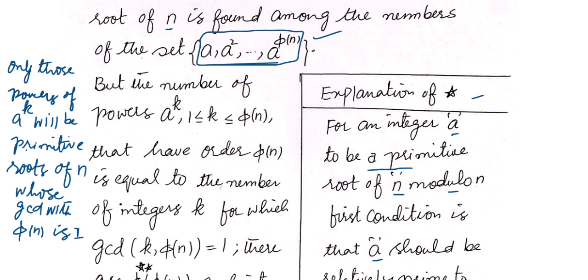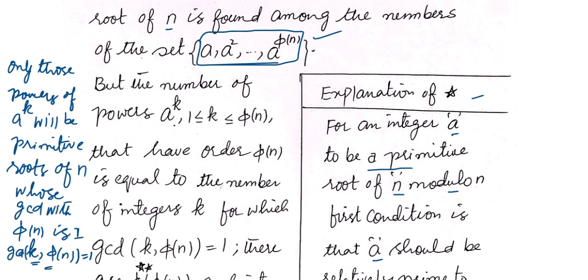So now I have to count all those powers, denoted by k, whose GCD with phi of n should be equal to 1. Now I have to calculate how many such k exist which are relatively prime to phi of n. This is my target.